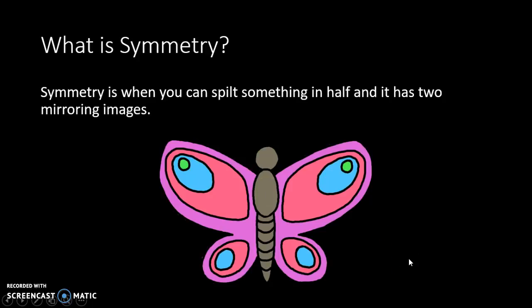Take your hand or a piece of paper and cover one side of the butterfly. Now take a look at the side that you can see. Now do the same thing to the other side. They look exactly alike.